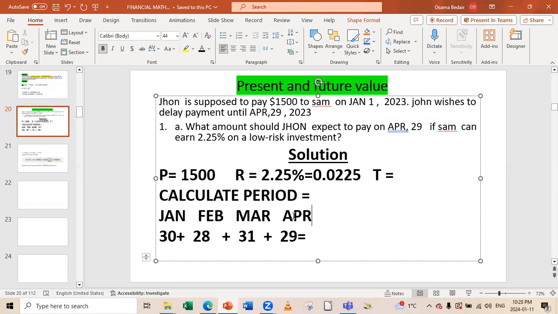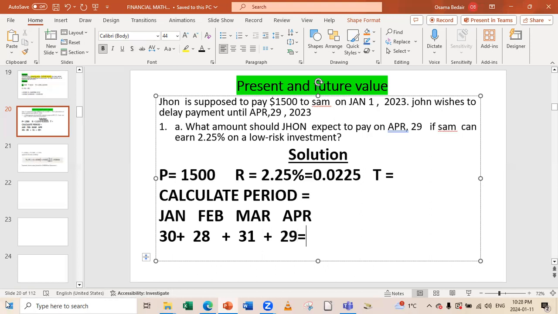So this is from the beginning until the end. The period goes from January to February to March to April, and the days are 30 days left in January, plus 28 days in February, because the year is 2023. The reason is that if we divide 2023 by 4, it gives a number with a fraction. Then April is 29 days, the end day registered. So this will be 58.